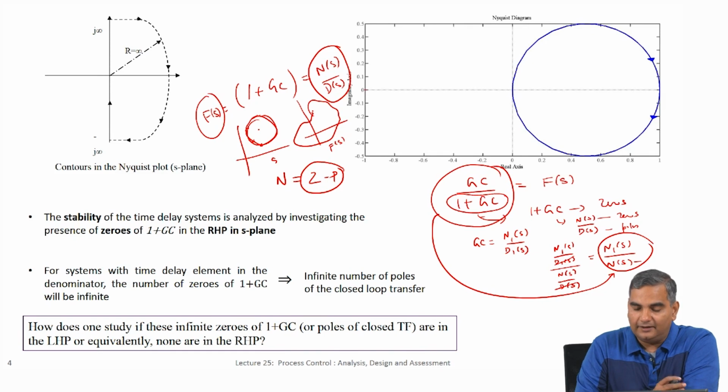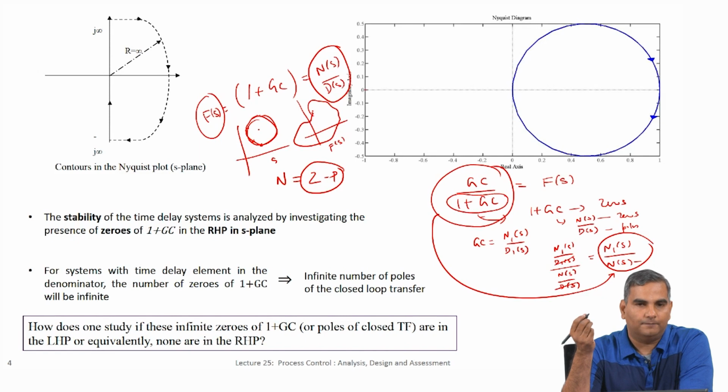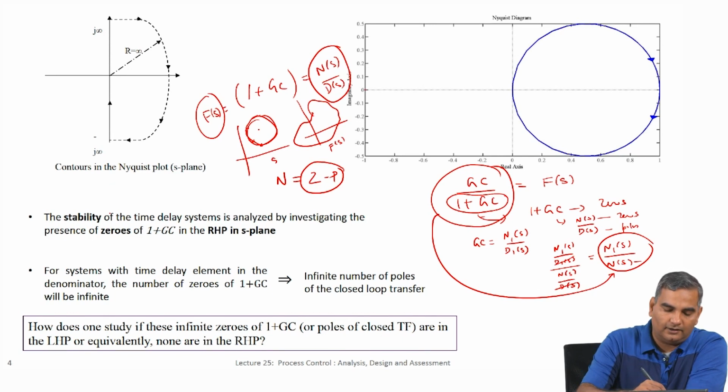Now, what is the contour I should take in the S plane to look at the stability of this Gc by 1 plus Gc? Ultimately, what I want to show is that the whole right half plane has no zeros for 1 plus Gc. If the whole right half plane has no zeros for 1 plus Gc, then there are no right half plane poles for Gc by 1 plus Gc. So the contour I have to take in the S plane is the whole right half plane, and the way you conceptually do it is you start at minus j infinity here, and then you keep going.